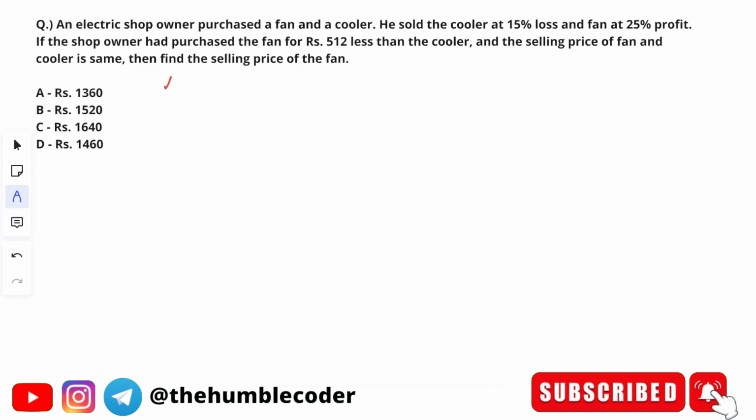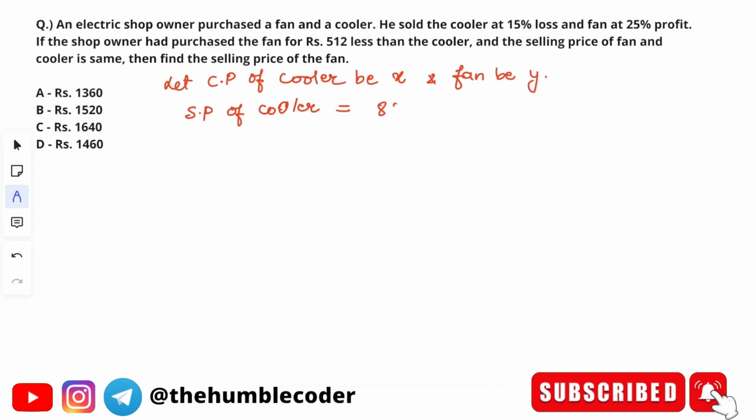First of all, what we will do is we will assume the cost price of the cooler and fan. Let the cost price of the cooler be X and the fan be Y. Now we have assumed that the cost price of the cooler is X and the fan cost price is Y. Now what is given to us is he sold the cooler at 15% loss. So the selling price of the cooler will be how much? Out of 100%, we will subtract 15%, because 15% is the loss, right? So 85% of X, that is the selling price of the cooler, which means we can write it as 0.85X.